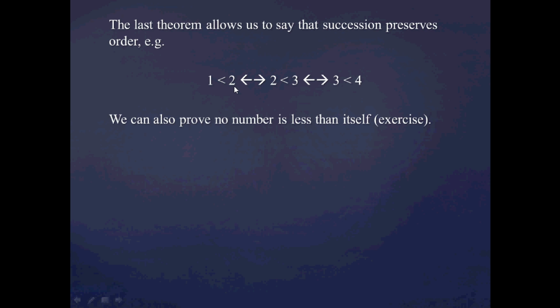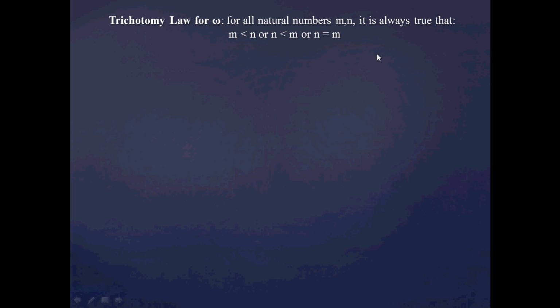And additionally, you can prove that no number is less than itself. That is, it's false that 2 is less than 2, it's false that 4 is less than 4, and I leave that as an exercise. So we're ready to demonstrate the trichotomy law for omega, which just says that for all natural numbers m and n, you pick any two natural numbers, it's always true that m is less than n, or n is less than m, or n is equal to m.